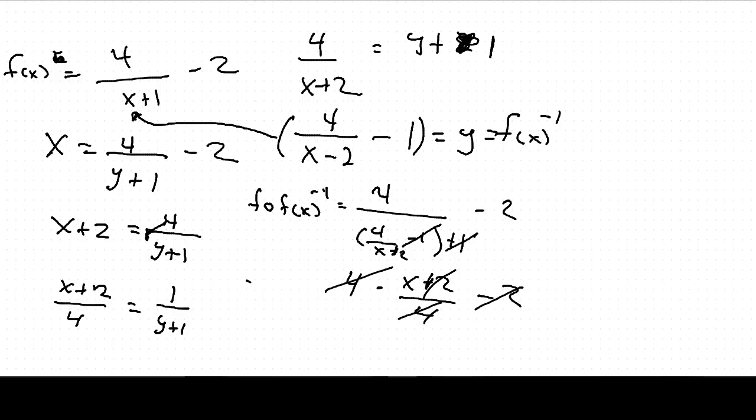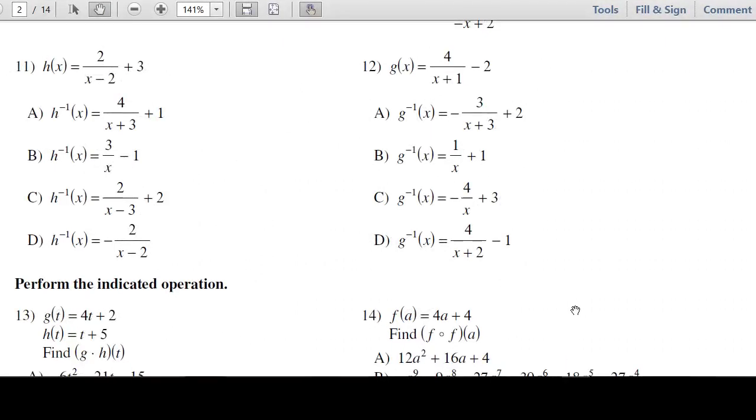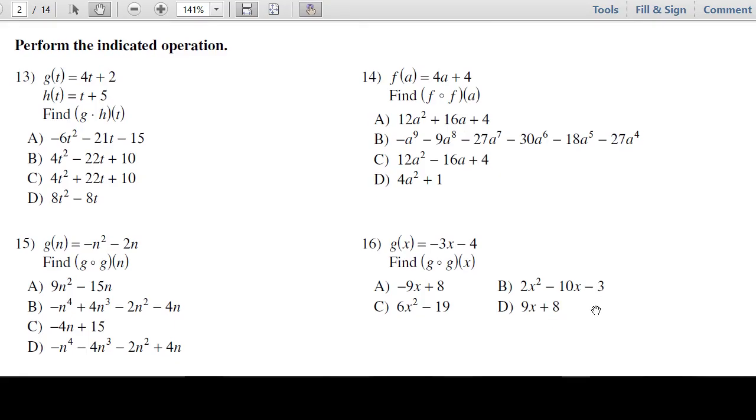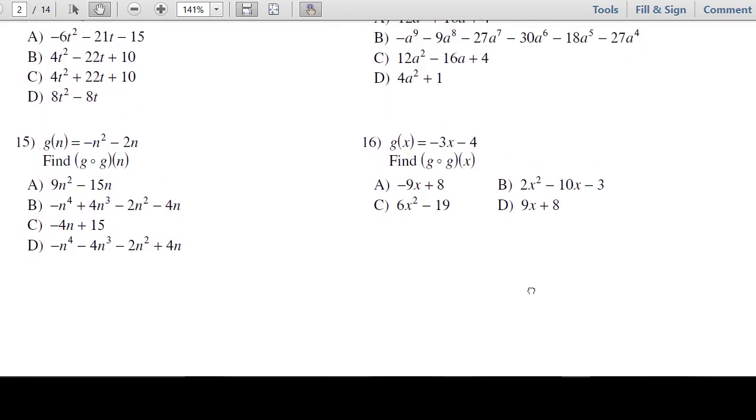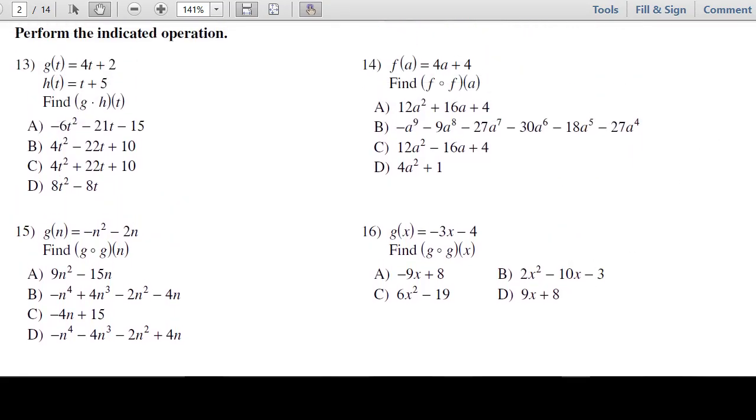Okay, so the next thing we're going to do is composite functions, which is kind of the same thing that we were just doing there. But practice working on inverses and remembering the steps for it.